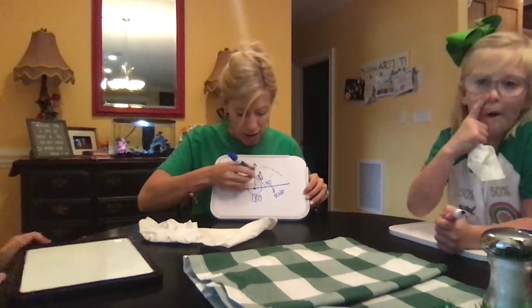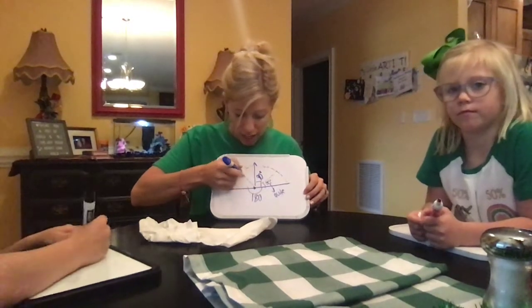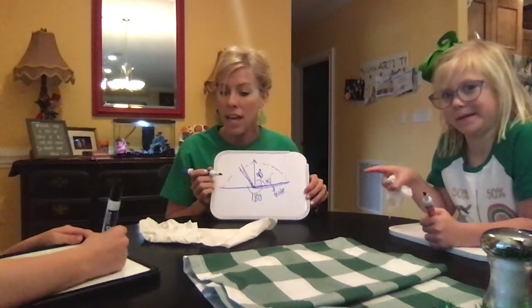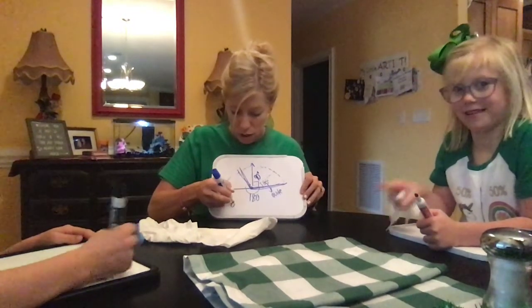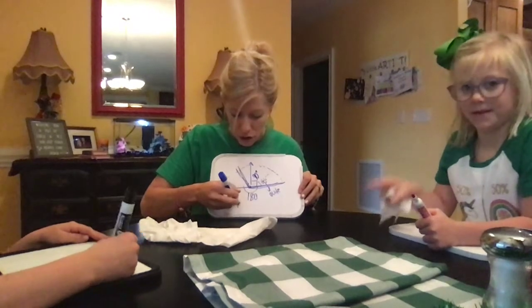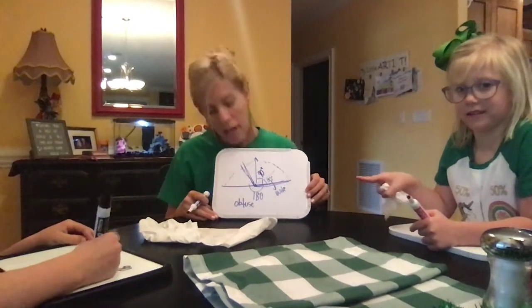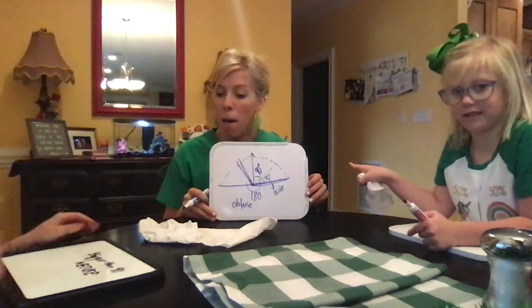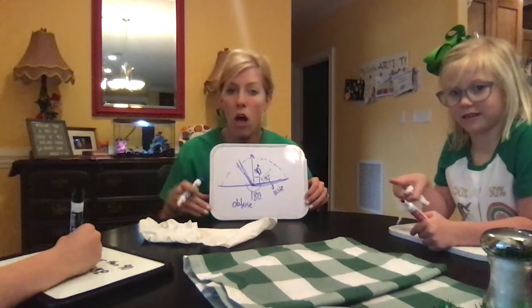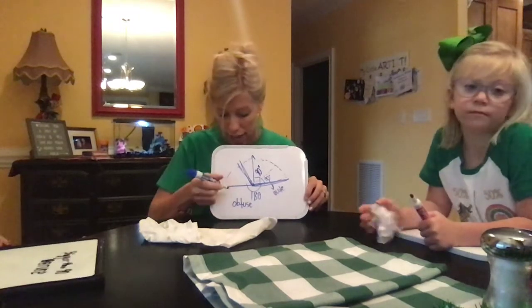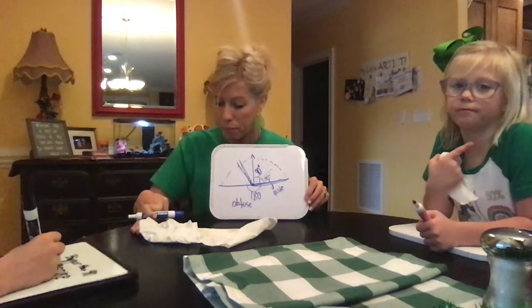If it's bigger than 90, so if it opens up this big, that's called obtuse. You may have heard of the word obese, which means overweight. That's kind of what I think about with obtuse. It actually starts with an O. Obtuse means bigger than 90, but less than 180.